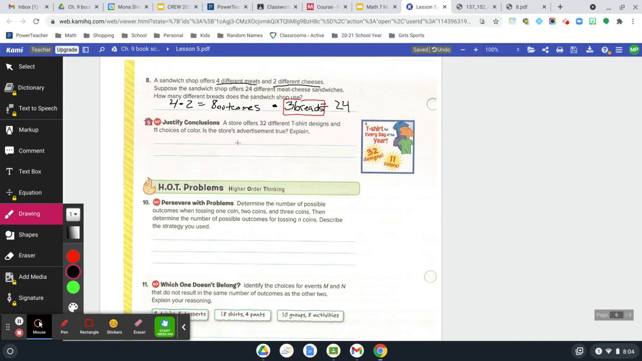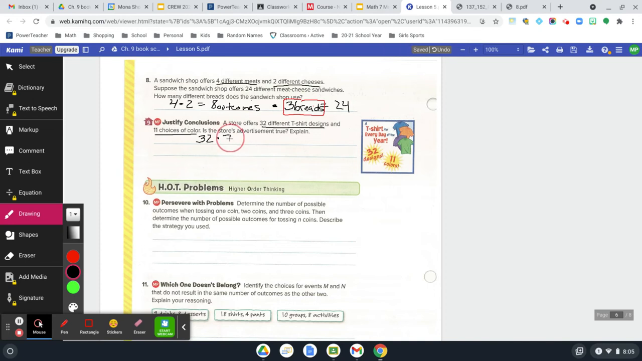Now, number 9, a store offers 32 different t-shirt designs and 11 choices of color. So this is the store's advertisement, true over here to the right. The advertisement for the store says a t-shirt for every day of the year. There's 32 designs and there's 11 colors. So let's check this out. Let's try to find how many outcomes or combinations you would have by using the counting principle.